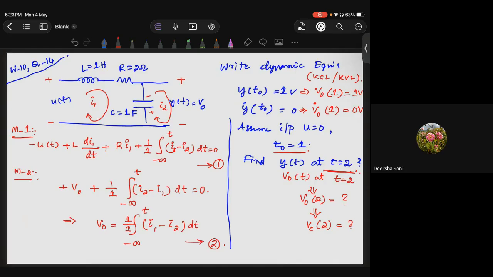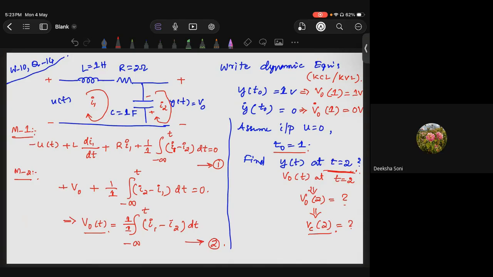So you have to find the output, V naught of t, the output at 2 seconds. So equation 2, I can write it like this. Finally we have to get the V naught expression at 2 seconds. So what we can do is, I want the V naught expression.